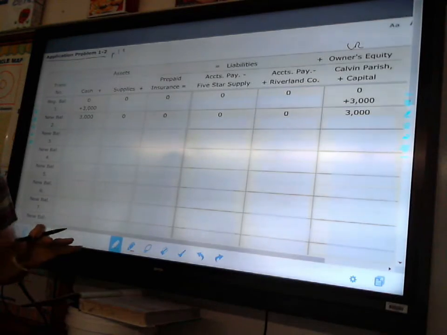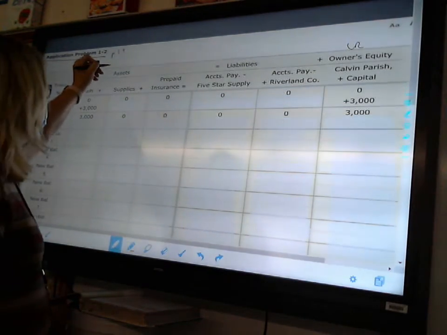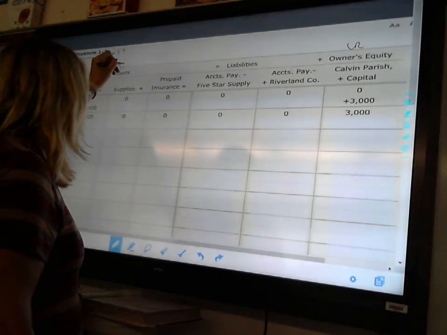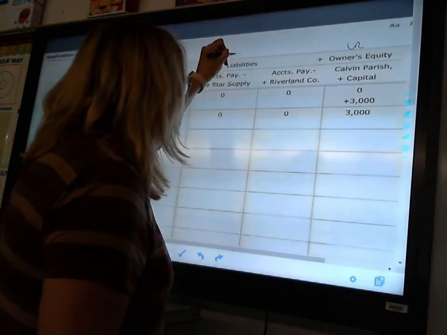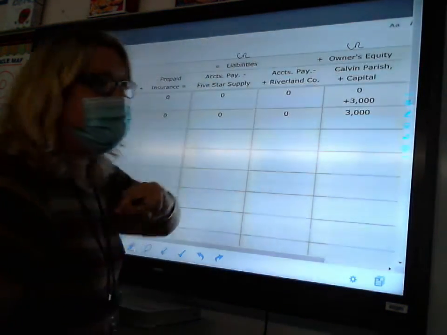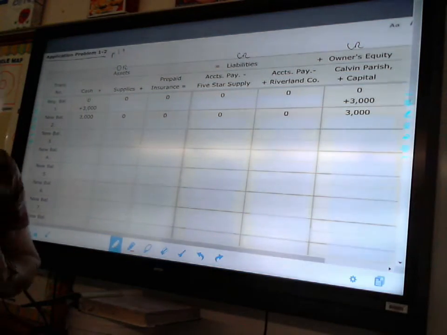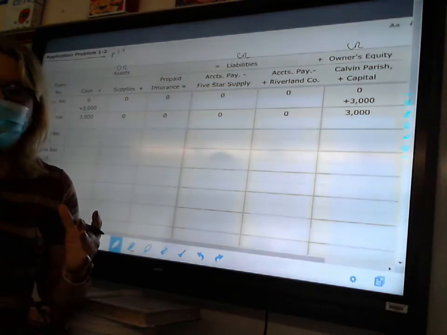Okay, on the working paper, you need to label assets as debits. You need to label liabilities as credits and owner's equity as credits. You need to get a piece of notebook paper.